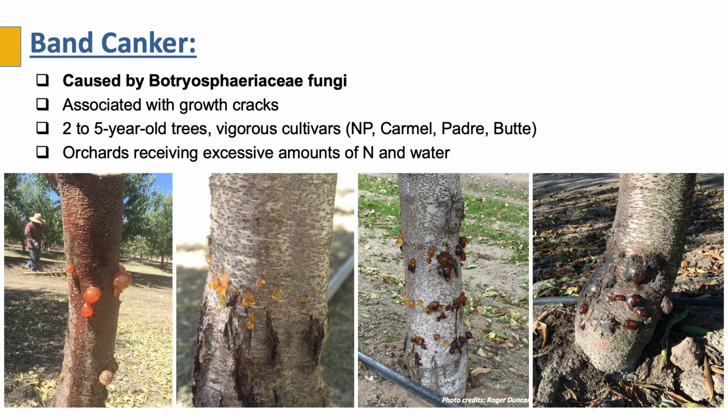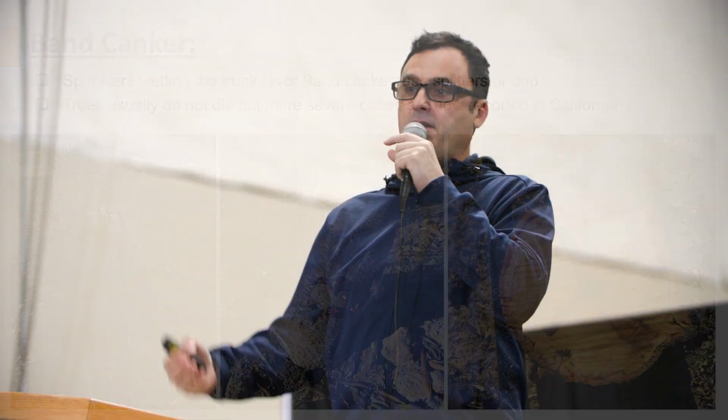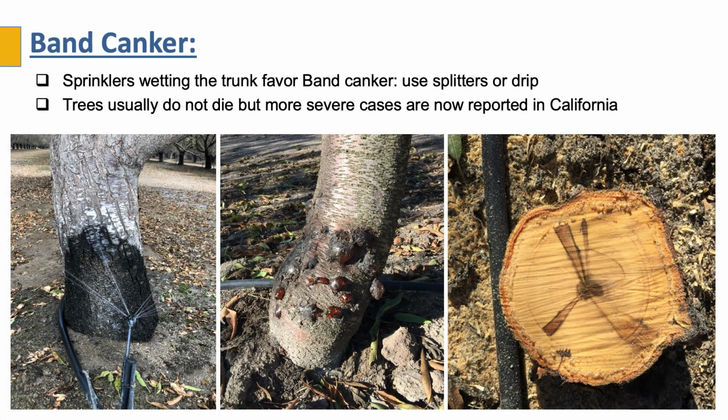So we form this gumbo along the circumference of the trees. Band canker is also very common if you have those micro sprinklers or any sprinkler irrigation system that wet the trunk. This will favor the disease to occur, so it's recommended to avoid that, or at least have splitters to avoid wetting the trunk. And also the disease may be quite alarming from the outside. You see a lot of gumbo. Usually inside it's just a few necrotic tissues, and most trees will recover from band canker unless you're in a really extreme severe case.